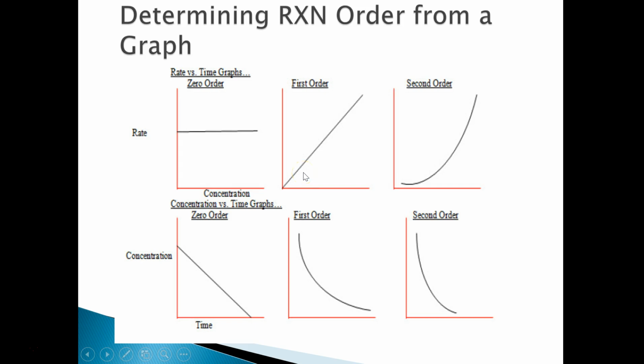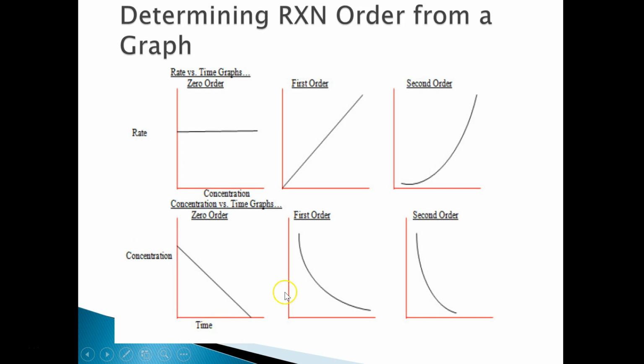For a first order, we know that doubling the concentration will double the rate. That is a direct relationship. So for a first order graph, we'll see a graph for a direct relationship, y equals x. For second order, we know that we are quadrupling the rate every time we double the concentration, so we'll see an exponential growth curve.